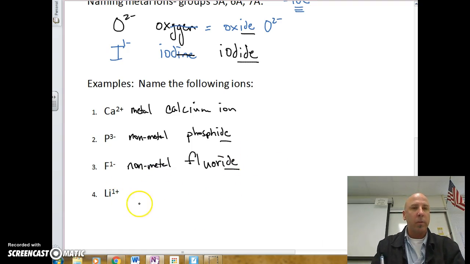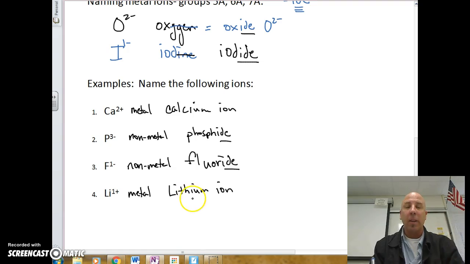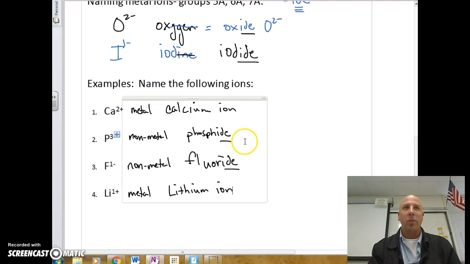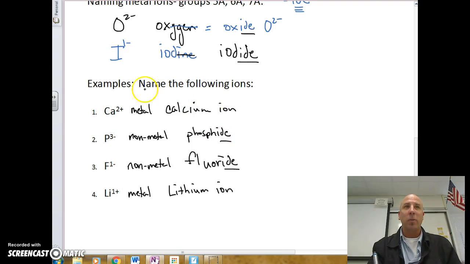And the last one is Li1+. This is a metal, we're just going to call it the lithium ion. Notice we did not add the IDE suffix there, as it's a metal ion, so we just call it the name of the element. Okay, and that is how we name ions, whether they're metals or nonmetals, and we will get to naming of our transition metals later on.